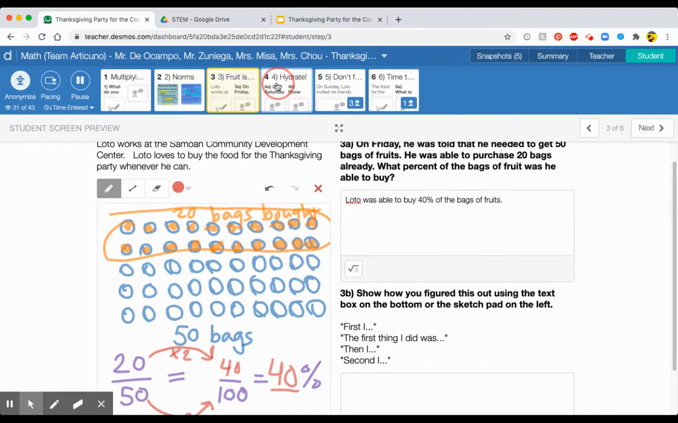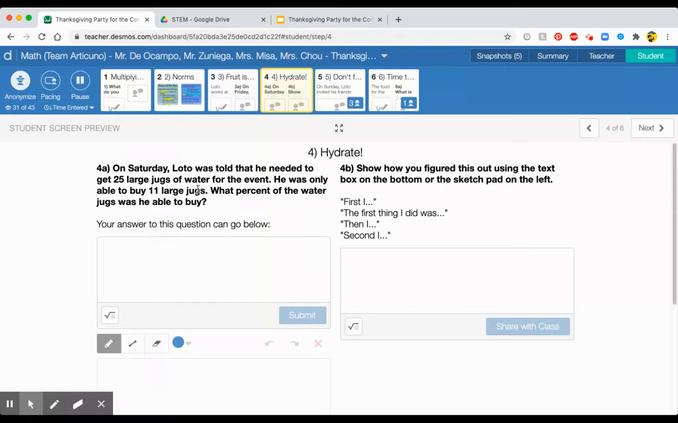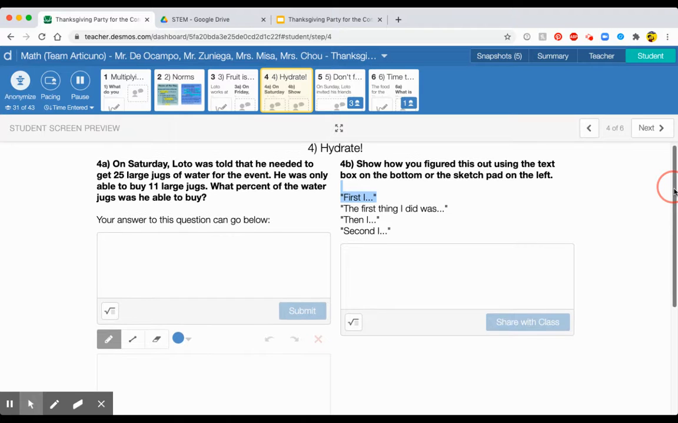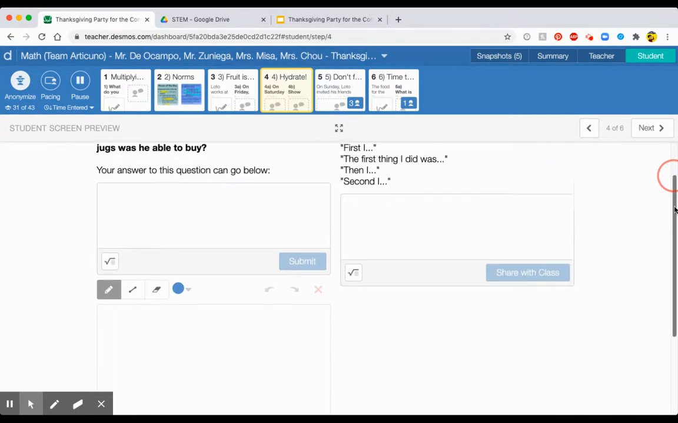Let's go to number 4. Number 4 is similar to number 3. On Saturday, Loto was told that he needed to get 25 large jugs of water for the event. But he was only able to buy 11 large jugs. What percent of the water jugs was he able to buy? Show how you figured this out using the text box on the bottom or the sketch pad on the left.